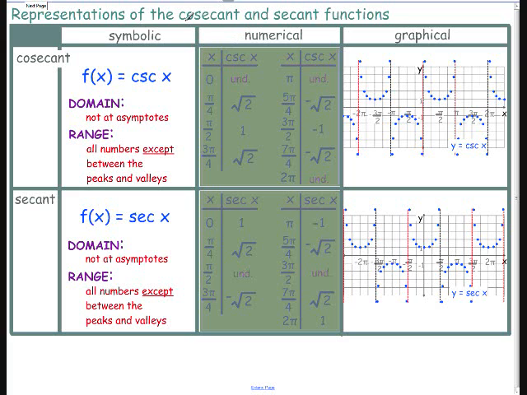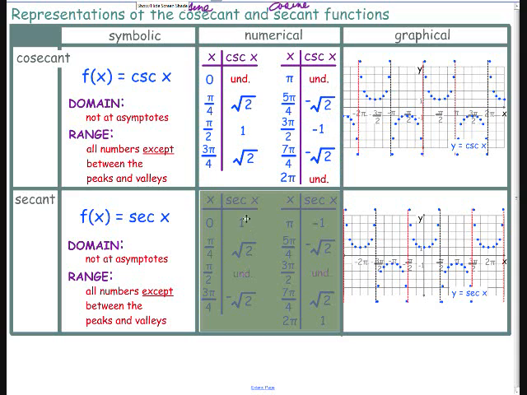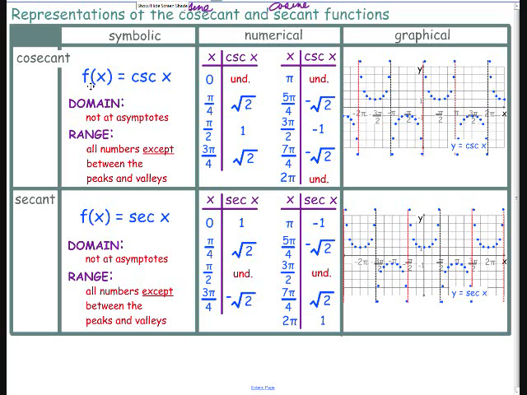Oh, and I also better talk about the reciprocal partners of sine and cosine. We know that they are cosecant and secant. Get rid of this. Get rid of this. So symbolically, when we talk about cosecant, it looks just like this.